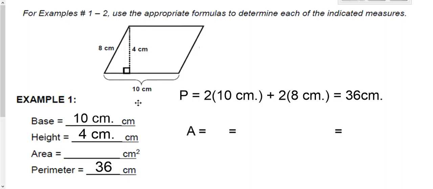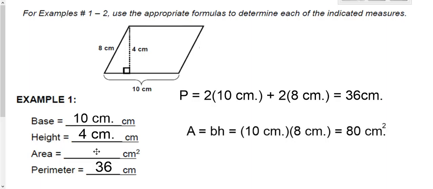Alright, the area. Again, the formula was base times height. So the base is 10 centimeters times the height right here, 4 centimeters. And again, centimeters times centimeters gives you centimeters squared, or centimeters to the second power. So we have 80 square centimeters. There's example 1. Pause it whenever you need to. Let's go to example 2 now.